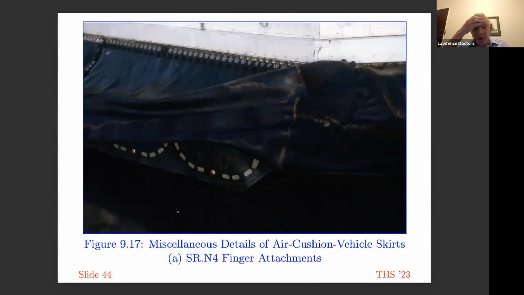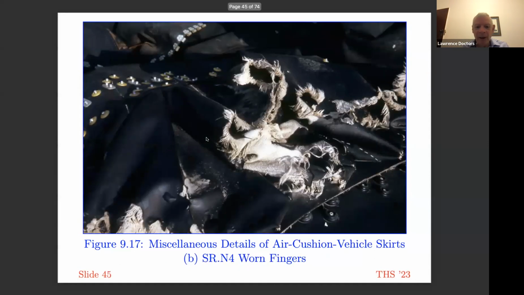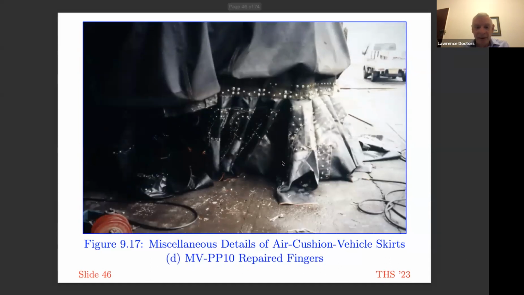A few more pictures of skirt details. This shows you an attachment of the finger to the upper part of the skirt. This is a picture of a worn SRN4 finger. And this wear is not from running over a hard surface like the hoverport concrete surface. It's simply from flagellation when traveling over water. These are repaired fingers from the MP-PP10, the Japanese hovercraft. If you look carefully, you can see the joints.